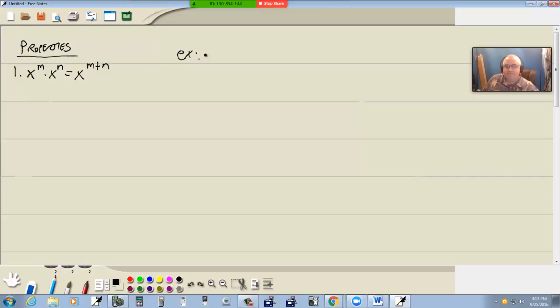For example, if I had x to the 5th times x to the 3rd. Since they're both x to a power, they don't have to be x's, they can be anything. You could have y to the 5th times y to the 3rd, or you could have 2 to the 5th times 2 to the 3rd. It doesn't matter, as long as these are exactly the same, then what you're going to do is add the exponents. So we've got 5 plus 3, and we'd have x to the 8th.